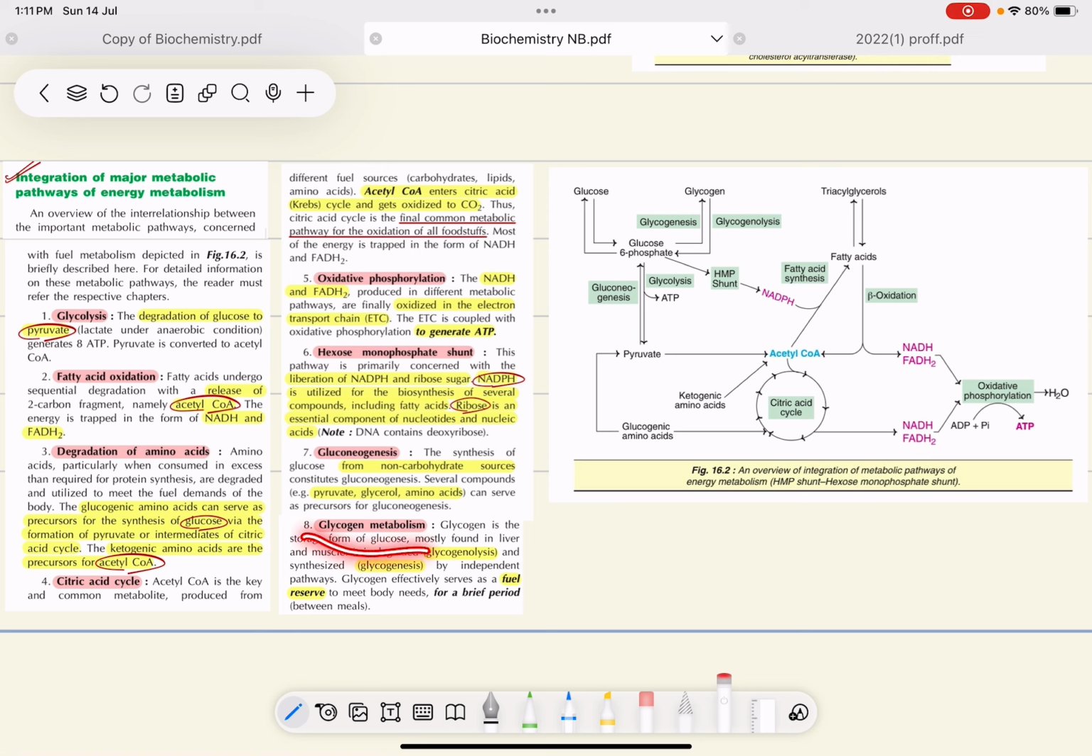Then we have glycogen metabolism, which involves glycogenesis and glycogenolysis. Glycogenesis, glucose 6 phosphate being synthesized into glycogen, while glycogenolysis is breakdown of glycogen into glucose 6 phosphate. And this depends on the energy requirements of the body.